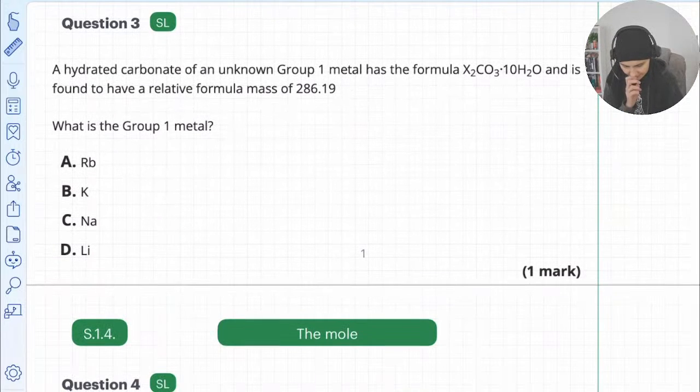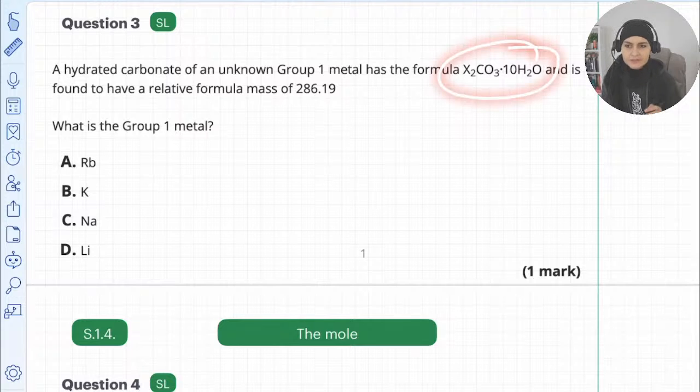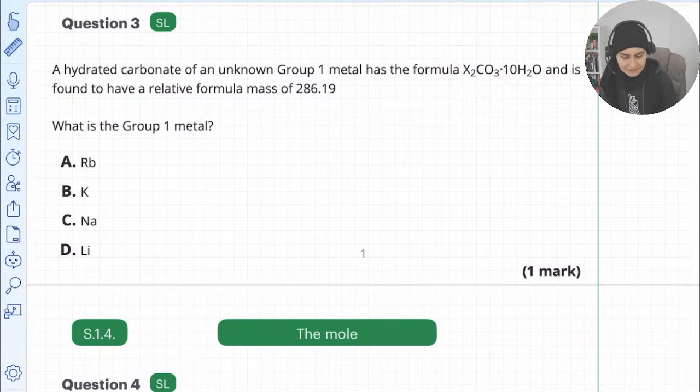Next question. A hydrated carbonate of an unknown group 1 metal has the formula X2CO3 times 10H2O and is found to have a relative formula mass of that. What is the group 1 metal? When you have a crystalline hydrate that looks like this, a salt like a carbonate or some other salt, and then it says times some H2O, this times is usually very confusing. It just means that you're adding 10 water molecules to the molar mass of X2CO3.